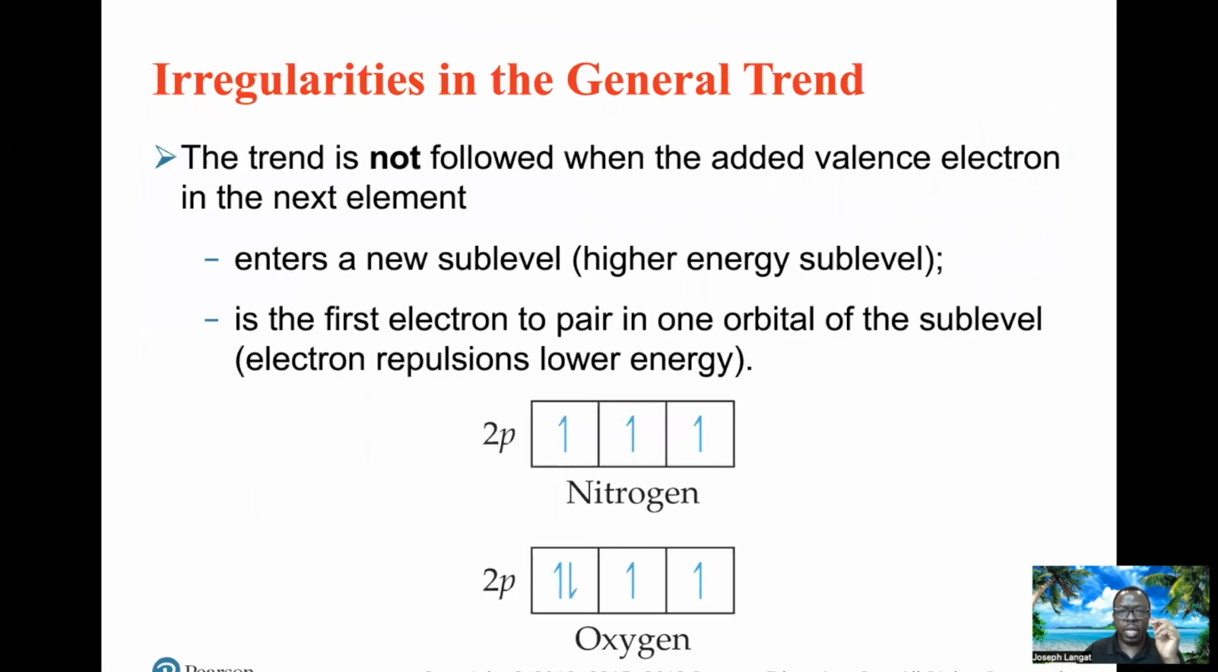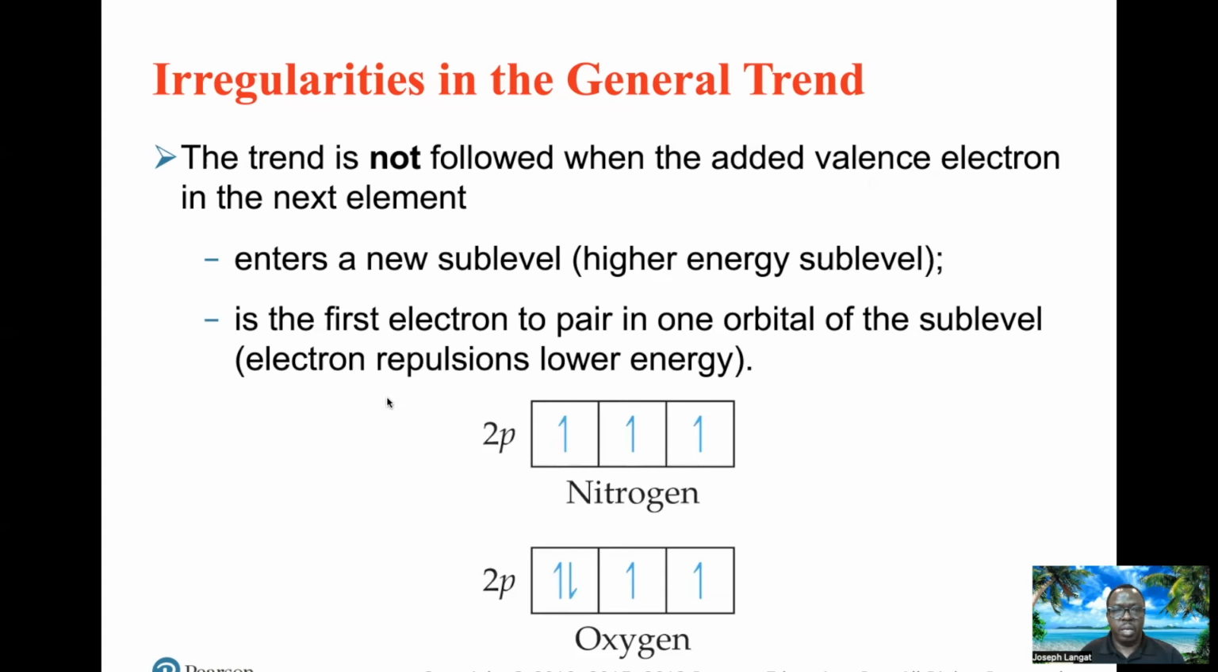So please remember that. Now, there are some irregularities you need to pay attention to, more so when you look at the orbital filling diagram when writing electron configuration. Recall there were three methods of writing electron configuration: the boxes and the arrows, where the arrows represent electrons. So the trend is not followed when adding a valence electron in the next element.